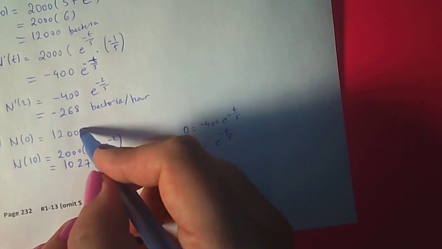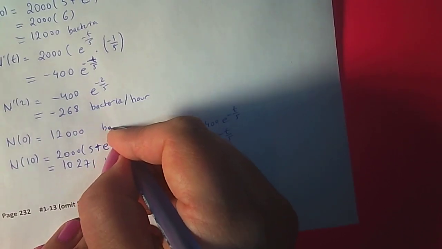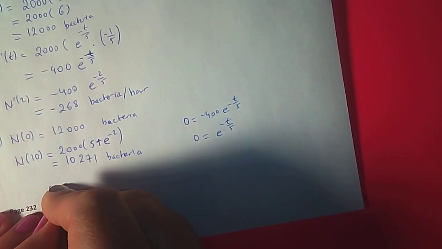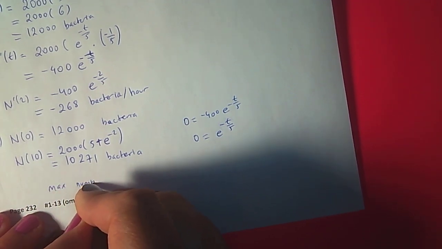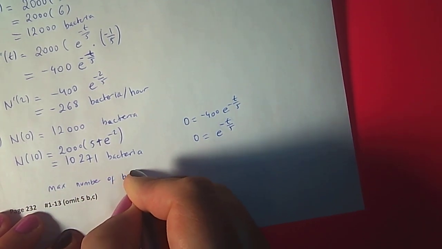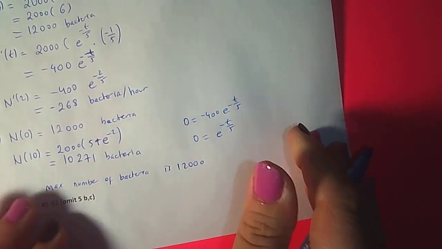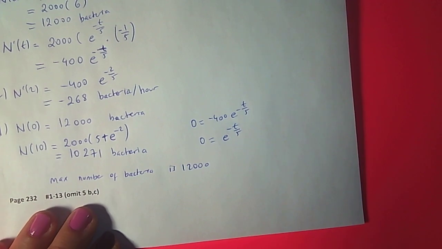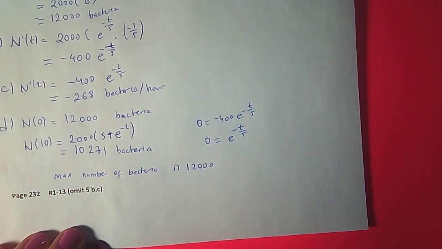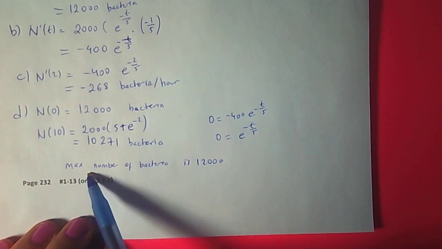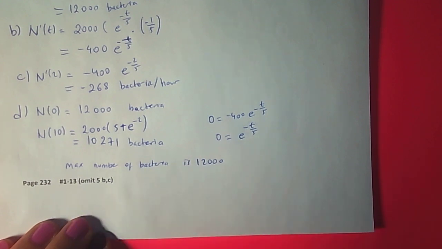So looks like 12,000 is the greatest. Then we can say that the maximum number of bacteria is 12,000. Okay, and that's happening when time is equal to 0. Now you can go to your textbook and do these textbook questions to practice.